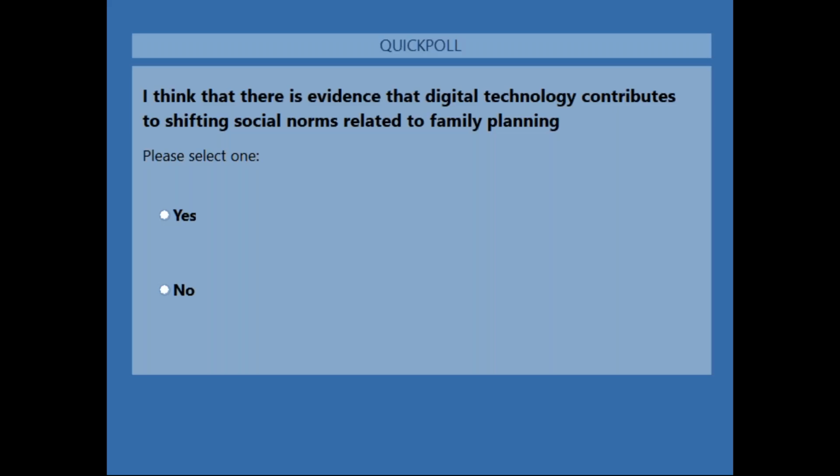This is our last poll before our speakers start to speak. So let us know if you think that there is evidence that digital technology contributes to shifting social norms related to family planning or not. Let's see. So about half of you have voted, so let's wait a minute or two. And then we'll really get started.